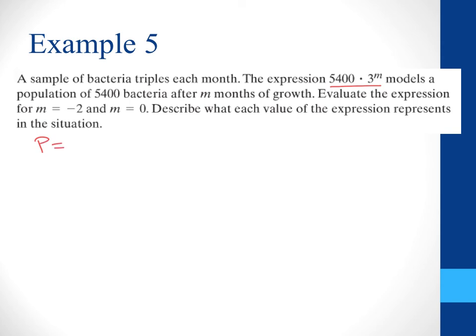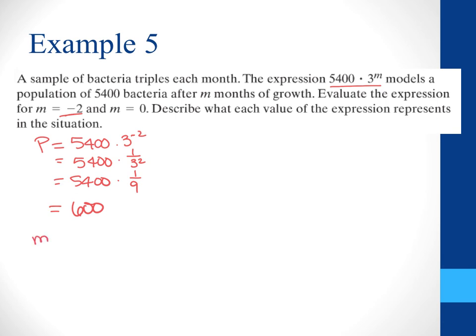So we're going to find our population for when m equals a negative 2. So I have 5,400 times 3 to the negative second. So this equals 5,400 times 1 divided by 3 squared. And if you remember, 3 squared is 9, so this is 1 divided by 9. So if I take 5,400 and multiply it by 1/9, I'm left with 600 bacteria.